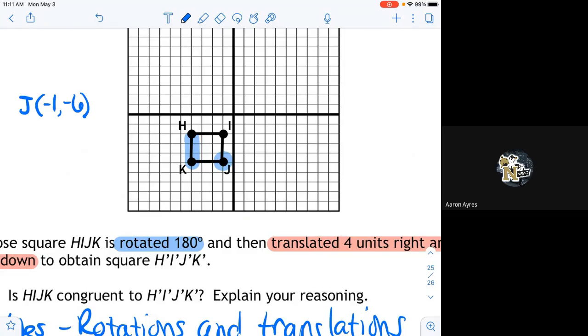Okay, who has coordinates for me? After rotating, where should J land? Tris? 5. No, this is just after the rotation, not translating. Did you do both of them? Make sure you did J, not H. I think you might have accidentally done H. Try again.